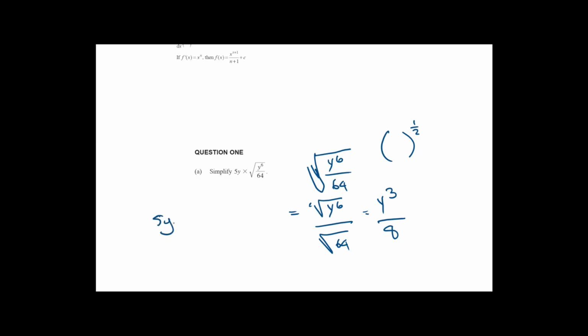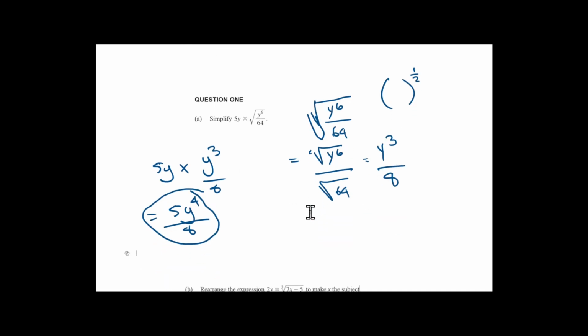So 5y times y cubed over 8. Now I guess if we multiply these out again, we're going to get 5y to the power of 4 over 8. I think that's probably about as much as it's going to simplify. We don't really want to put it into decimal fractions. So that's the final answer for that one, I think.